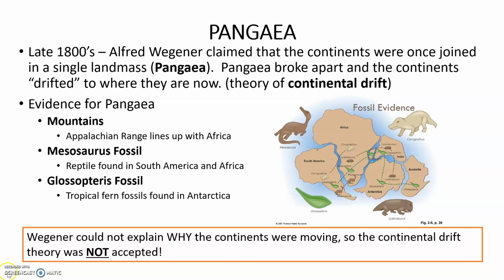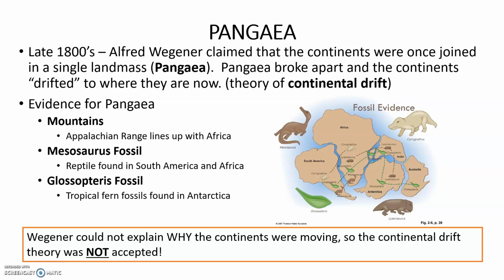Three main evidences for Pangea. Evidences for Pangea are, number one, mountains. So they believe that the Appalachian mountain range lined up with Africa, which, as you note, this sideways shape of the continent, pushed together with what would be the Appalachian Range here in America today.